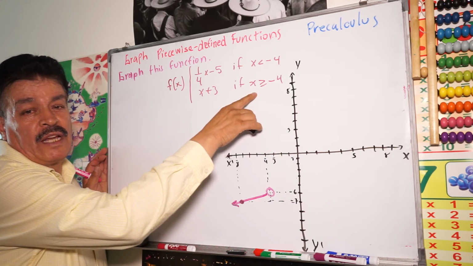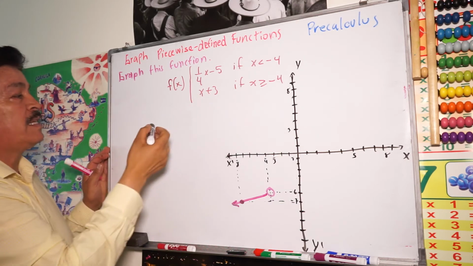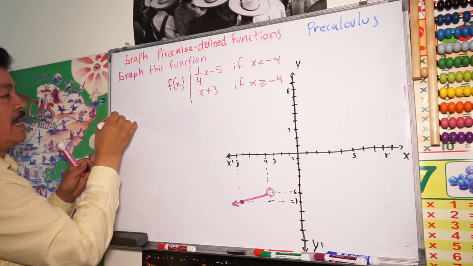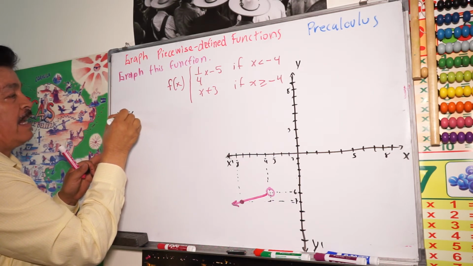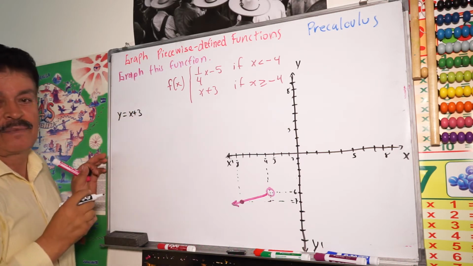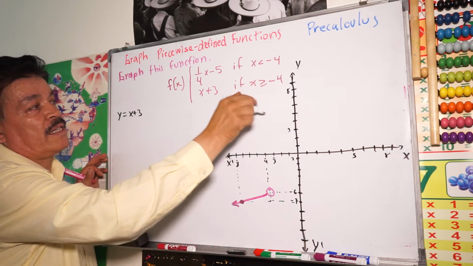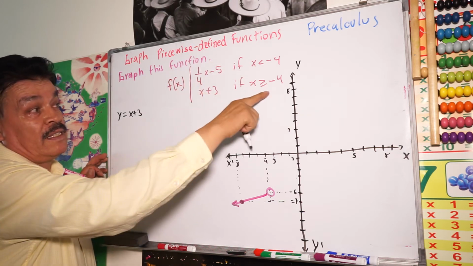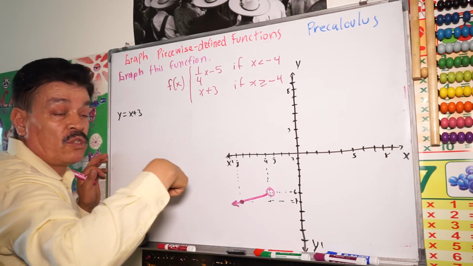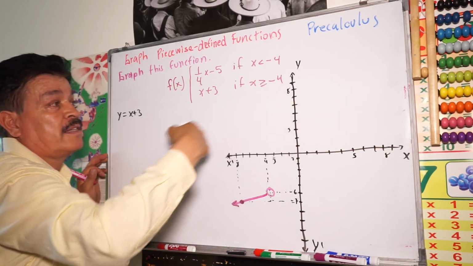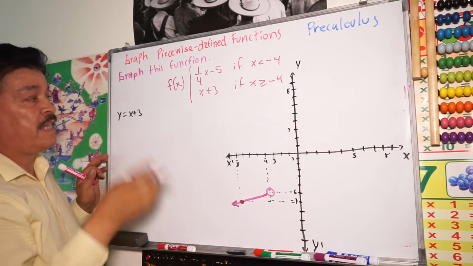This piece is part of the line. What is the line here? The line is y equals x plus 3. To the right. The first one moves to the left; this is x less than -4. This one moves to the right in the graph.